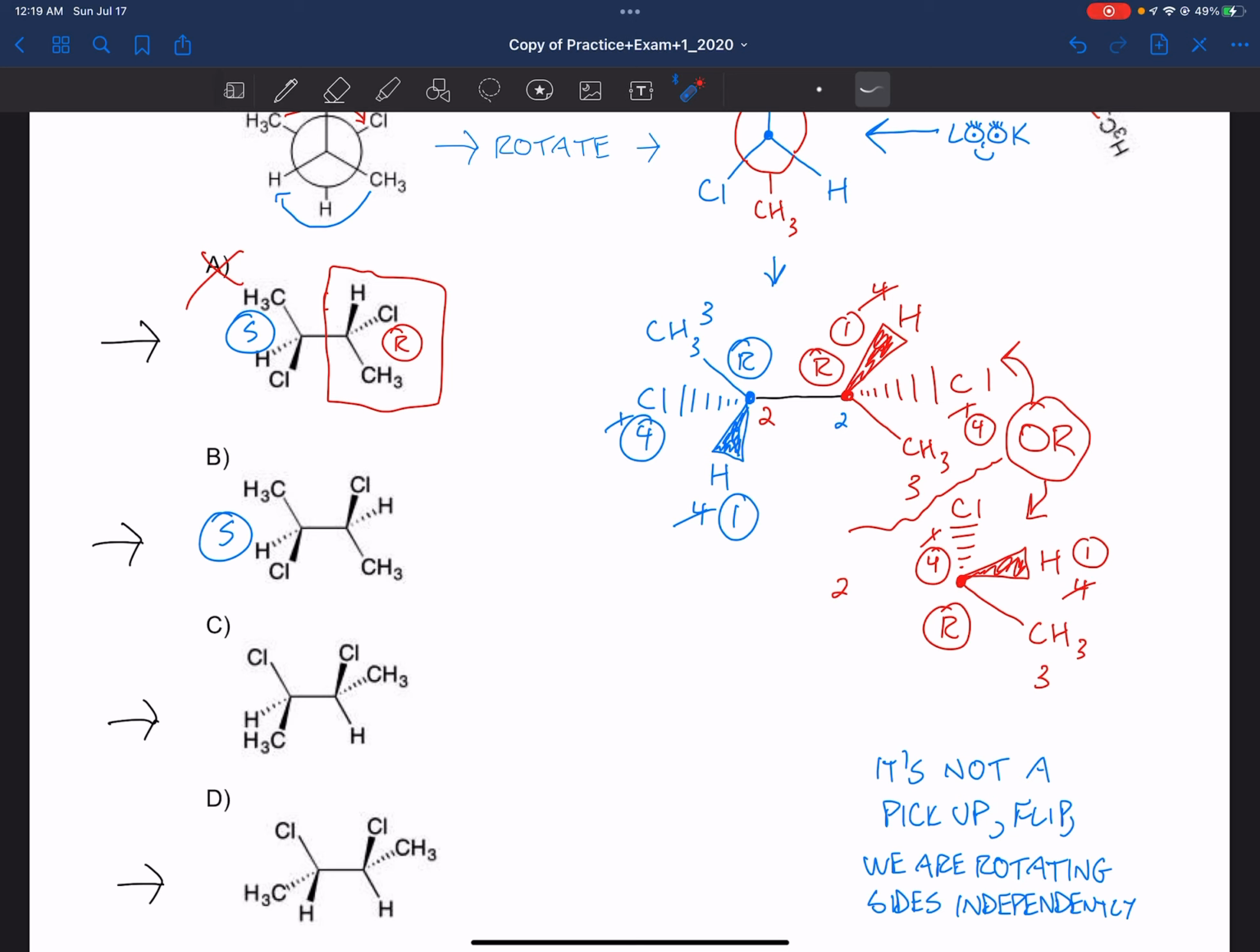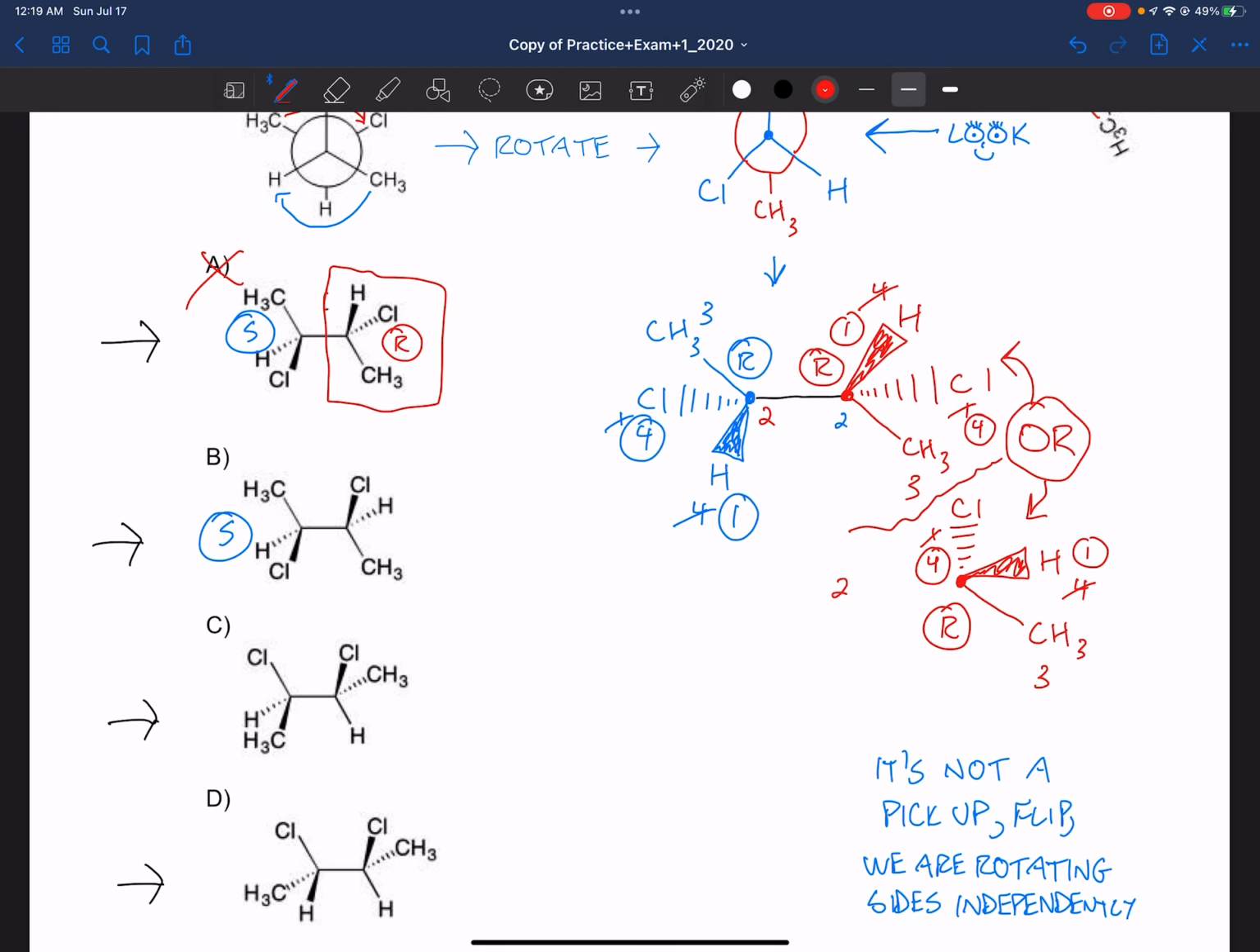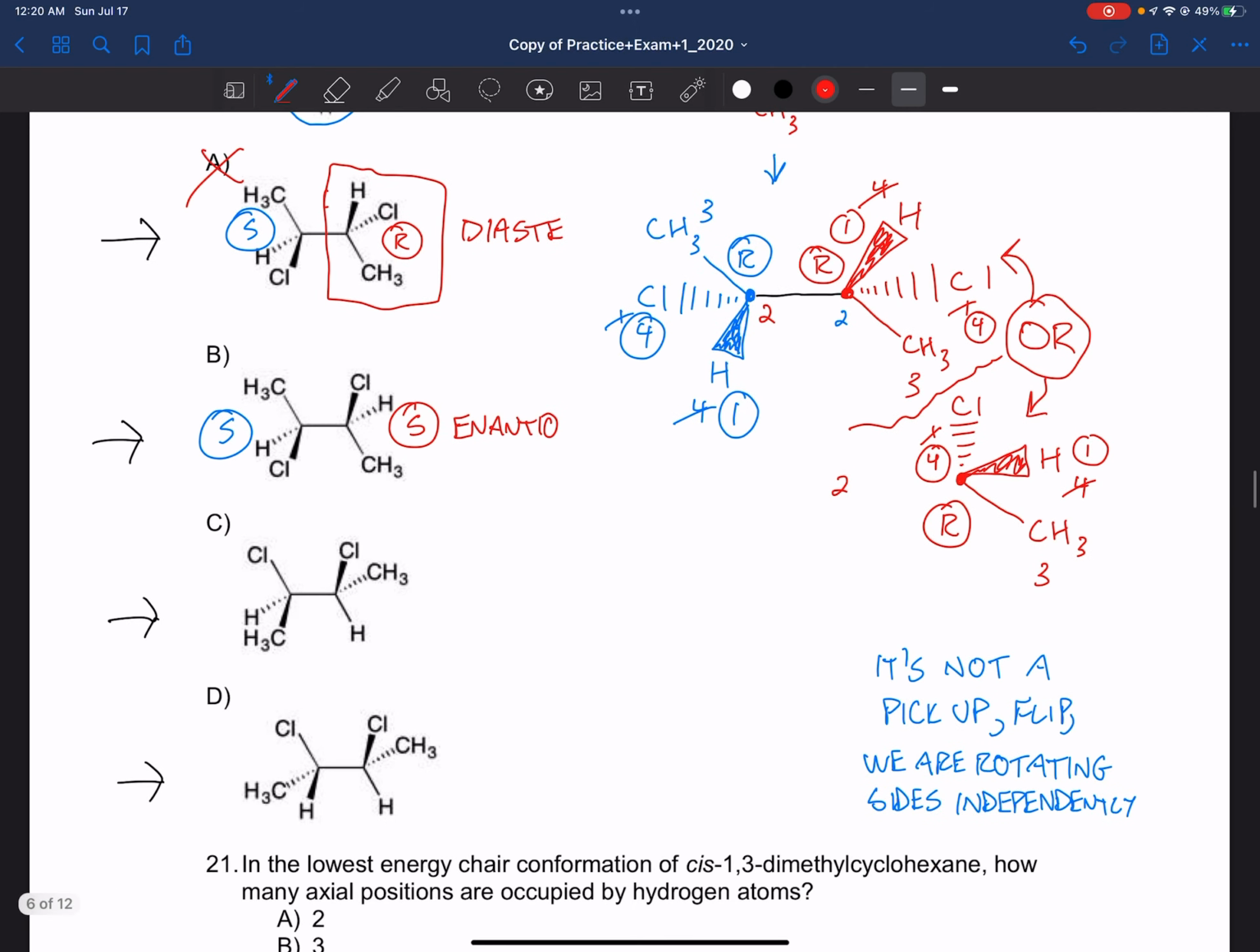But just for the heck of it, let's see the configuration of the side on the right here. We don't have to do an interchange because hydrogen is on a hatched wedge. So we can go 1, 2, 3, left, which will be S. So this is going to be SS. And we're looking for RR. So this would actually be the enantiomer of what we're looking for. This here would be a diastereomer. Okay. All right. So let's keep moving.